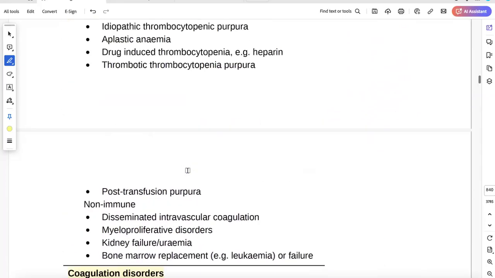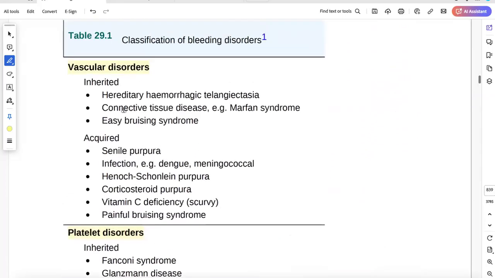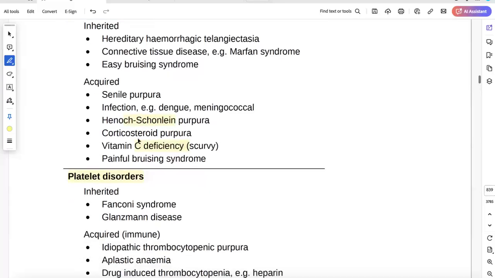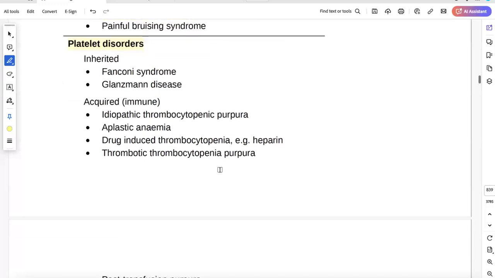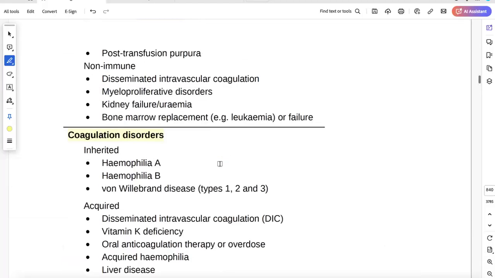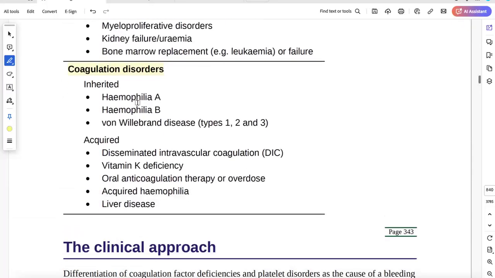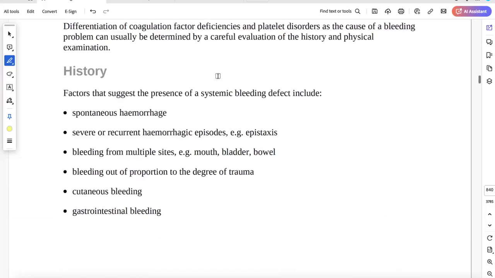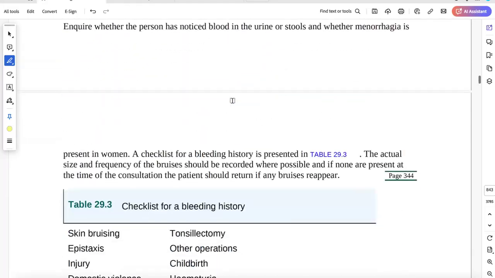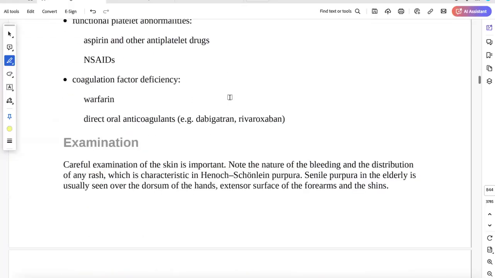There are lots of causes, but the common ones are, in vascular, Marfan syndrome, senile purpura, Henoch purpura, vitamin C deficiency, steroid causing purpura. In platelet disorders, the most important is ITP, drug-induced thrombocytopenia, aplastic anemia. Then coagulation, mainly hemophilia A, B, and von Willebrand disease. Okay. Now moving on. So you can go through this initial part, have a read in your own time.